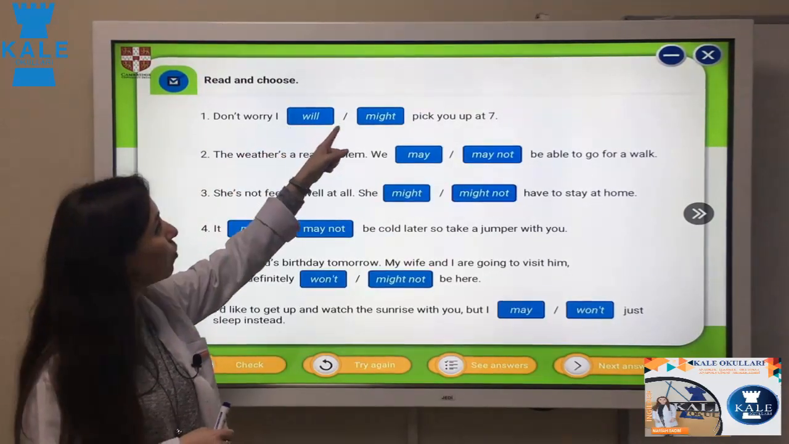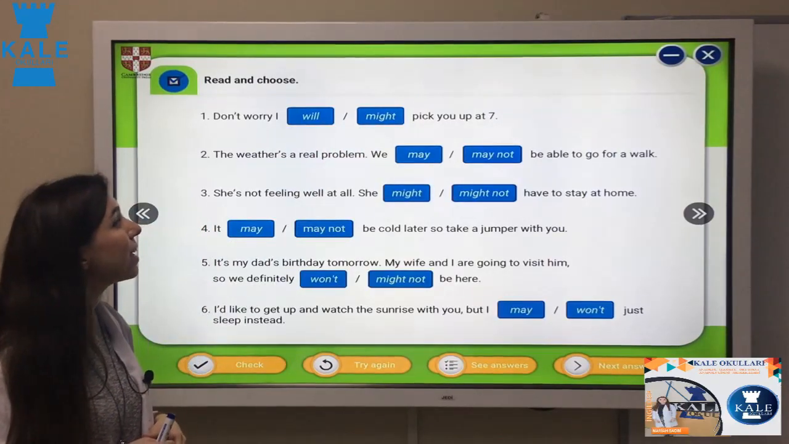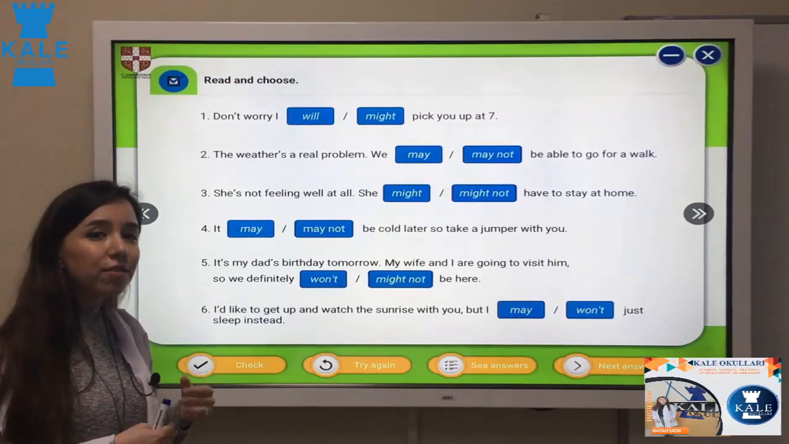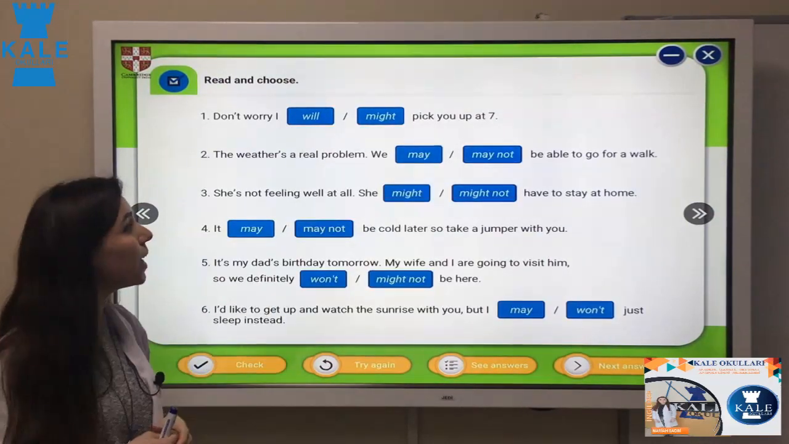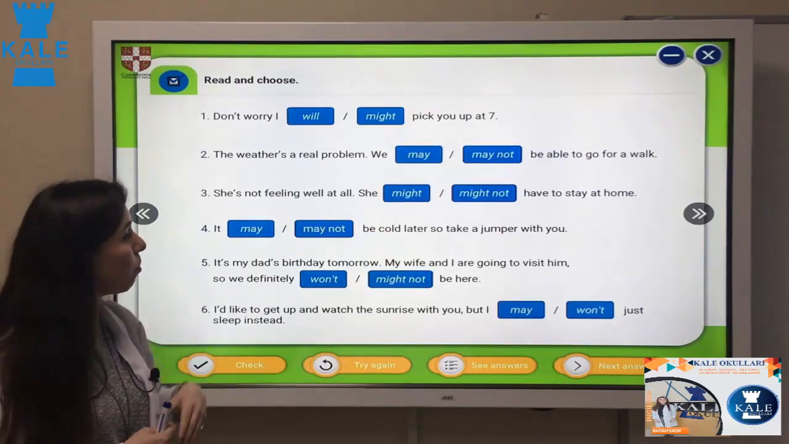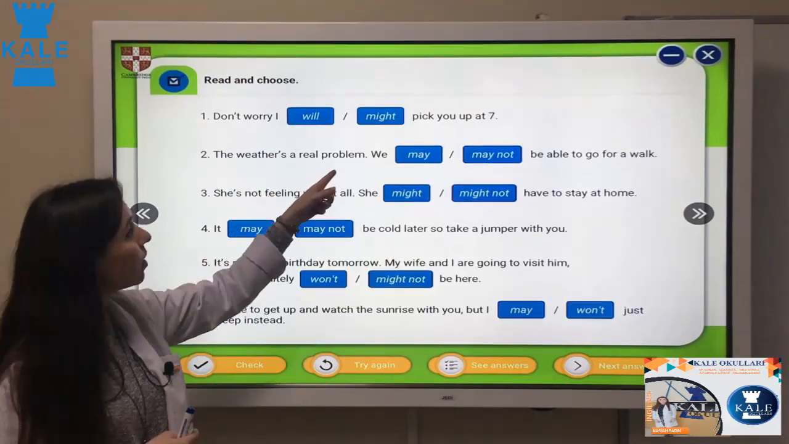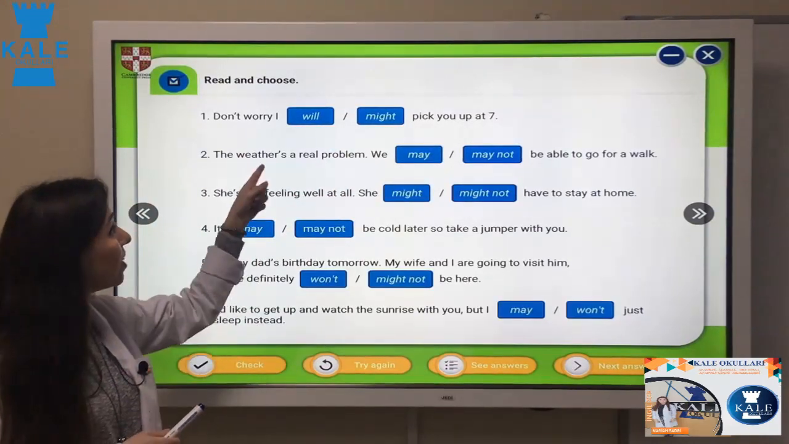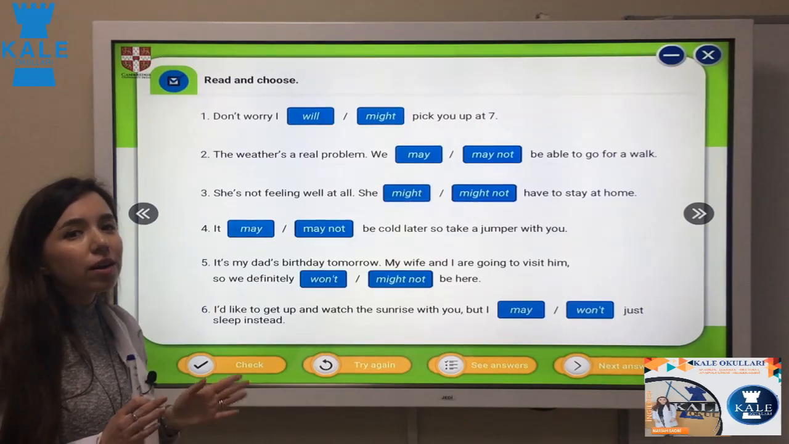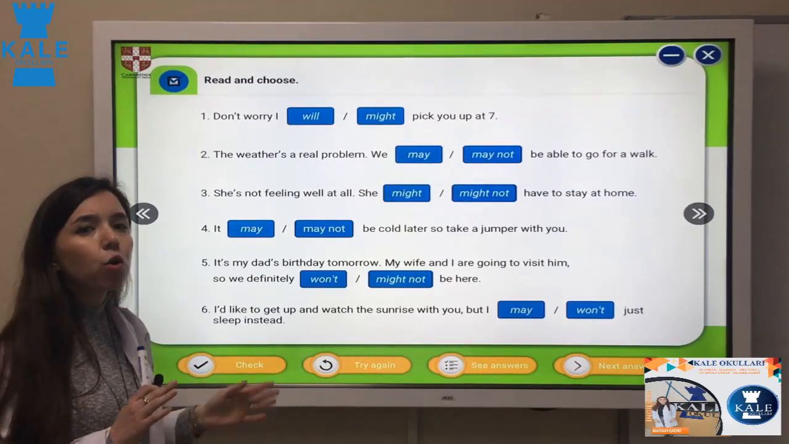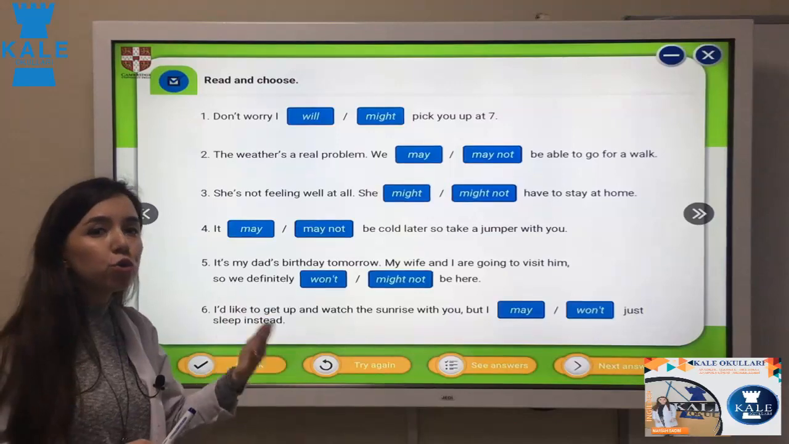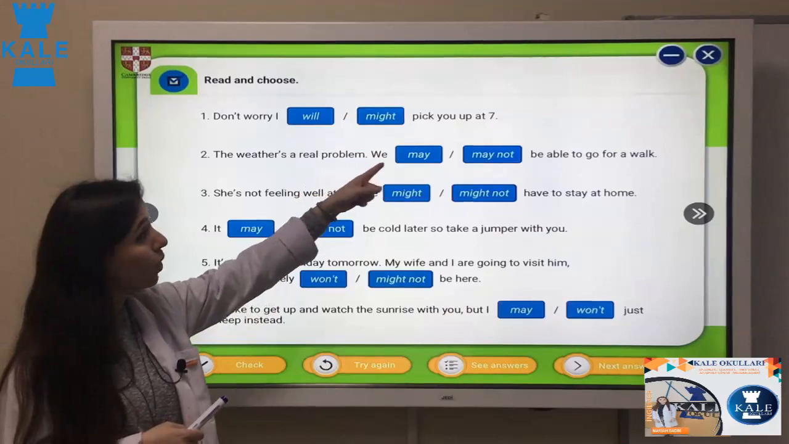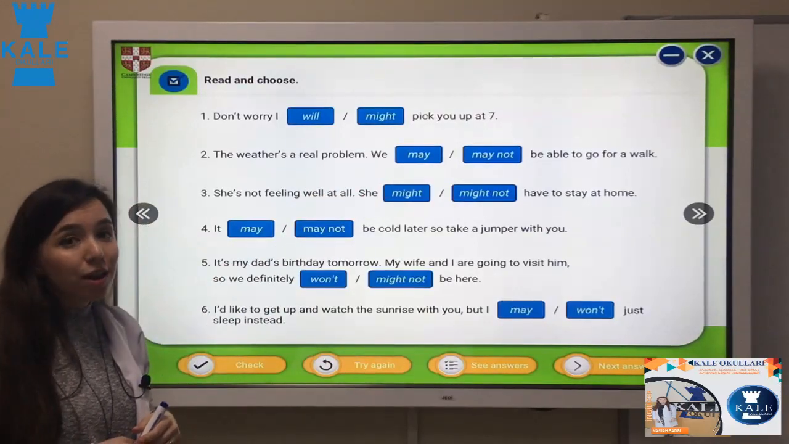Don't worry, I will or I might pick you at 7 o'clock. Here we are going to understand where we can use will or won't or may, when we can use may or might. Look at the sentences. The weather is a real problem. We may or may not be able to go for a walk. Look at here. The weather is a problem. We are not sure. The weather, for example, tomorrow or 1 hour later is going to be good, bad, cloudy, rainy, windy. How is the weather? We are not sure. So we may not be able to go for a walk.